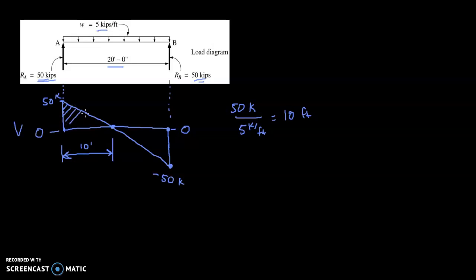So all throughout here, we are experiencing positive shear. Then we hit that 0 axis, and from midspan of the beam to the right, we are experiencing negative shear. And it ends at a value of negative 50, and then jumps back up to 0.